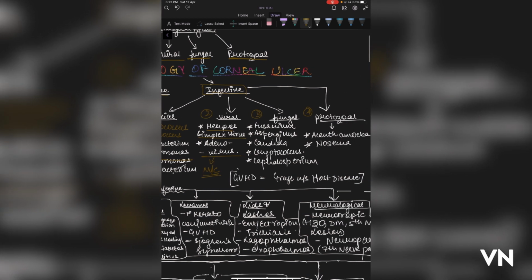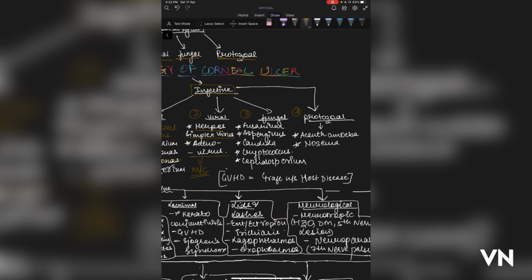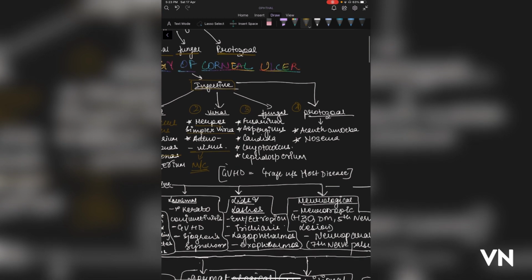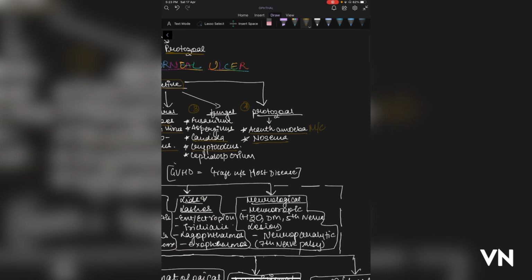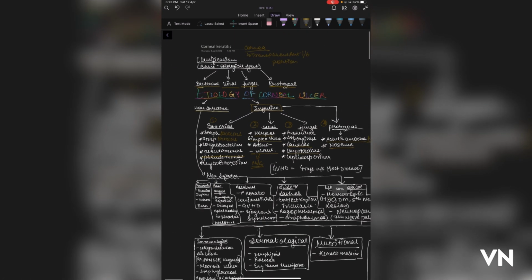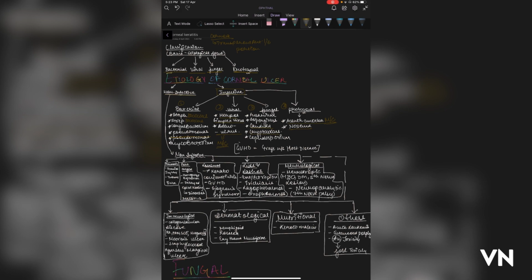Now, fungal causes include Fusarium species, Aspergillus, Candida, Cryptococcus, and Cephalosporium. Cryptococcus and Candida can be opportunistic infections, so immunocompromised people will have them more. And protozoal, the two causes are Nosema and Acanthamoeba, but Acanthamoeba is more common than Nosema. So these were all your infective causes.